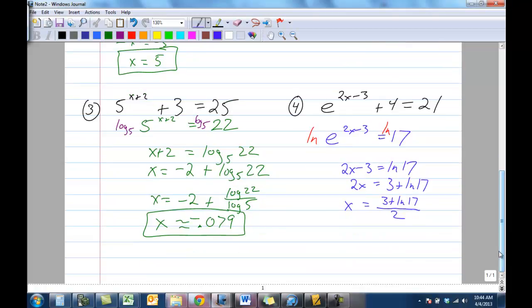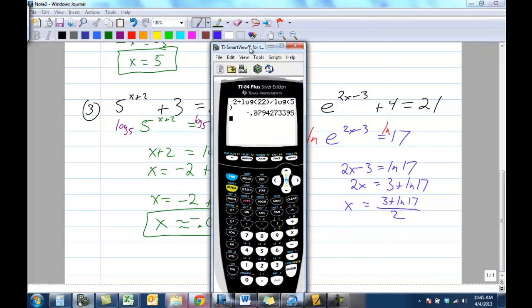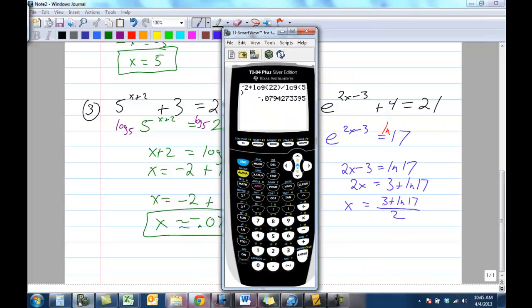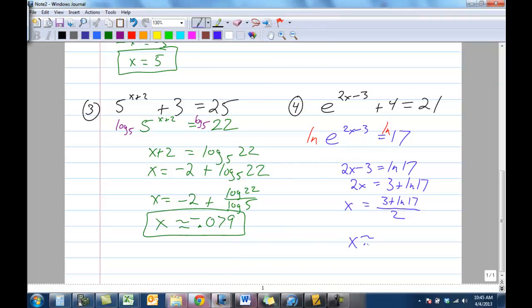So let's put that whole mess in our calculator. But here's the thing. Be careful with your parentheses. Remember, this is a fraction, so you got to put the entire top thing in parentheses. This is 3 plus the natural log of, now they gave you a new parentheses, right? 17. So when you close it, make sure you double close. Divided by 2, and you get approximately, x is approximately 2.917.